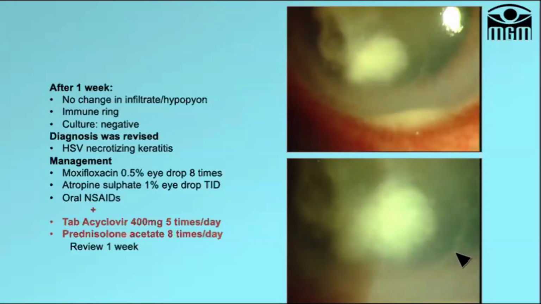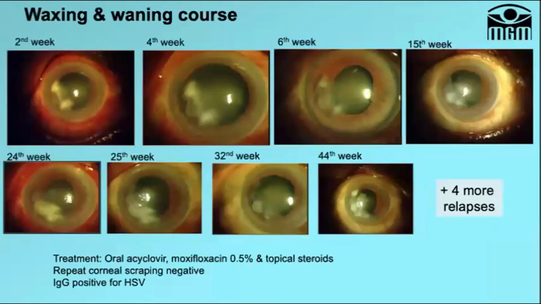So we added oral acyclovir and prednisolone acetate eye drop, because that's the treatment for herpes simplex stromal necrotizing keratitis. And over the next few weeks, we saw that the patient responded to the treatment. By second week, the hypopyon had reduced, the cornea had cleared up, and the density of the infiltrates was reducing.